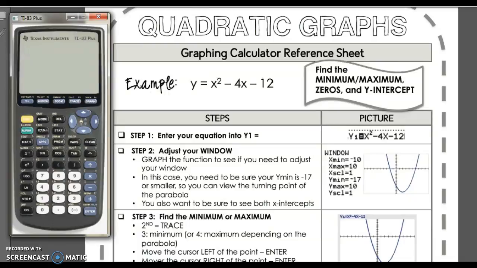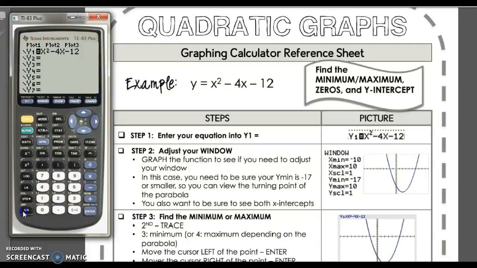So we're going to graph this function here, y equals x squared minus 4x minus 12. And we're going to use the calculator to help us find the minimum or maximum, the vertex, the x-intercepts, and the y-intercept. Although the y-intercept is easy to see from the equation because it's right here, it's minus 12.